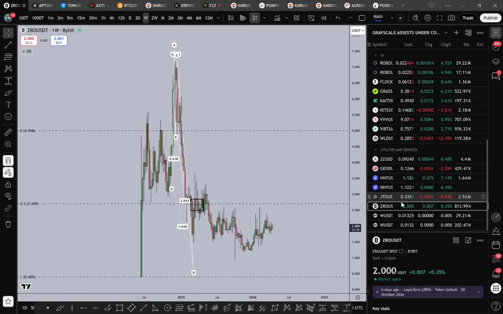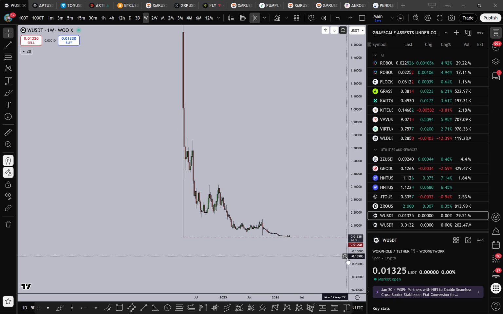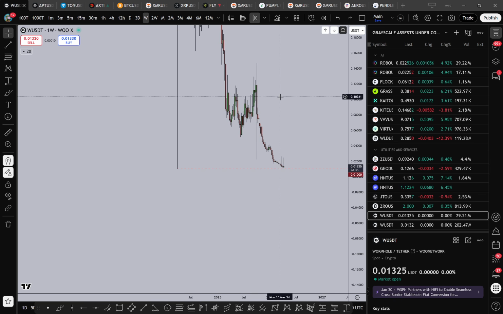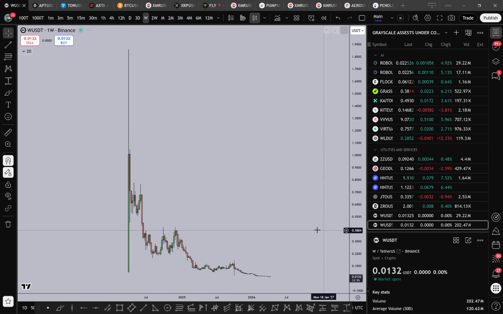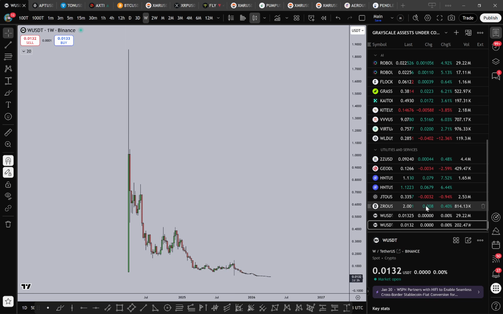Wormhole. I don't know if Wormhole will come back, but I've got this mark just in case. Because on Woo Network, that's the exchange listing low, 0.01. If it raids and reclaims, it might be worth a bid. Just a little lottery ticket.